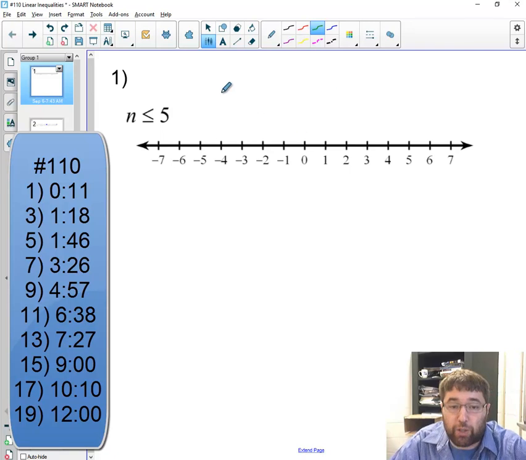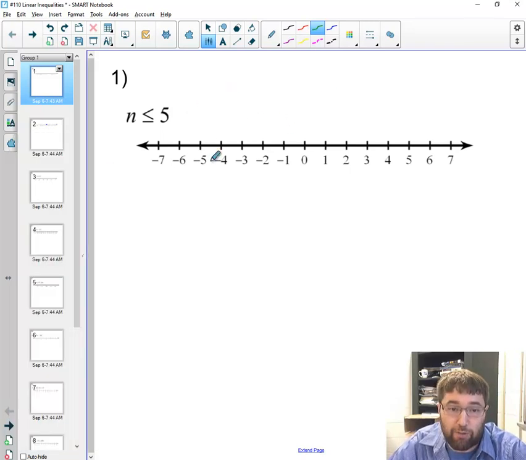Hello class, today what we're going to be doing is inequalities. First one's first, this is assignment number 110. This is problem number 1. It reads n is less than or equal to 5.